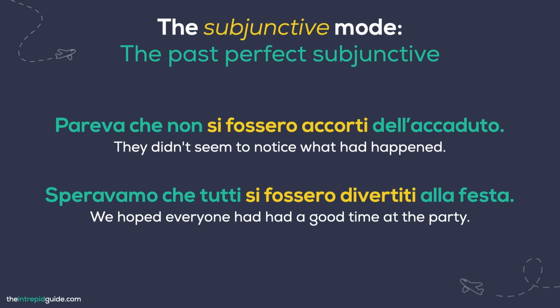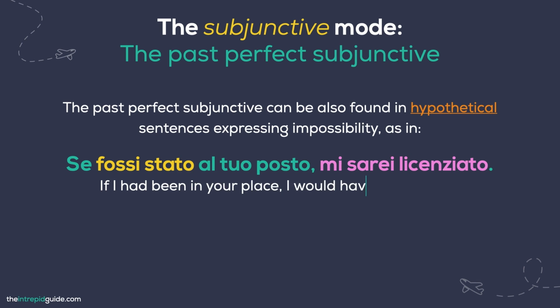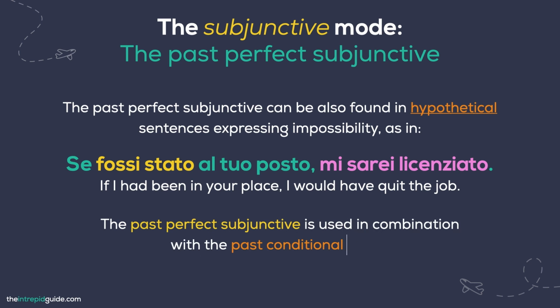The past perfect subjunctive can also be found in hypothetical sentences expressing impossibility. For example, Se fossi stato al tuo posto, mi sarei licenziato. If I had been in your place, I would have quit the job. As you can see, in this type of sentence, the past perfect subjunctive is used in combination with the past conditional tense.